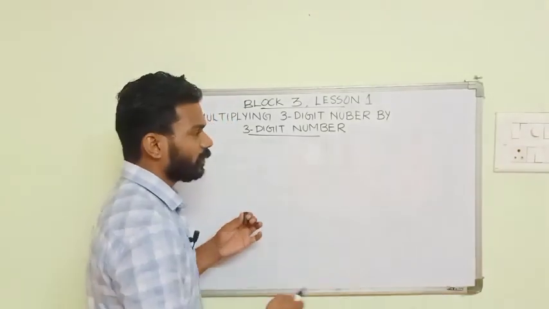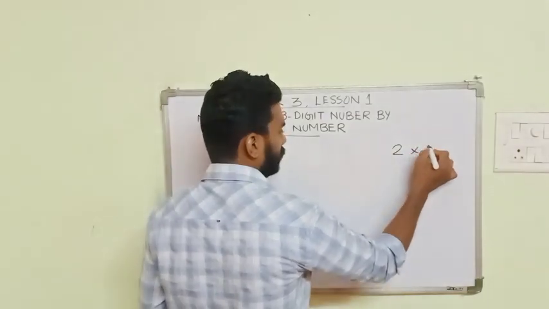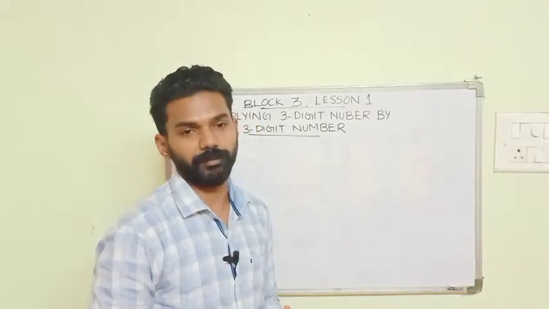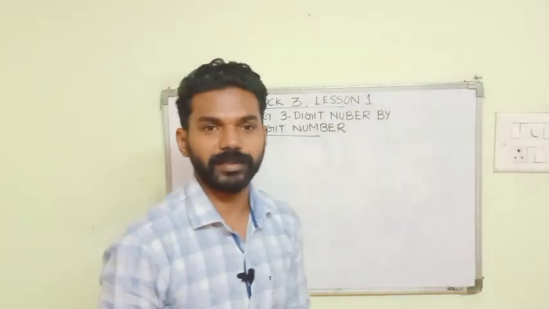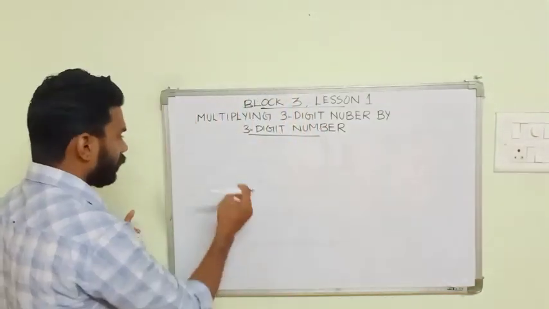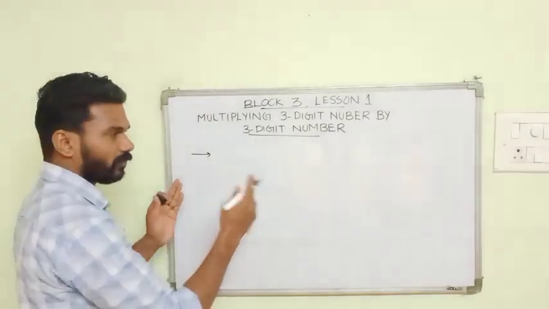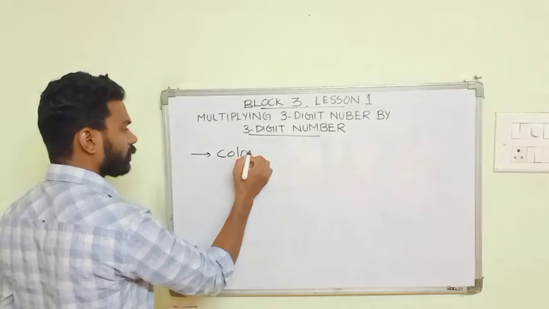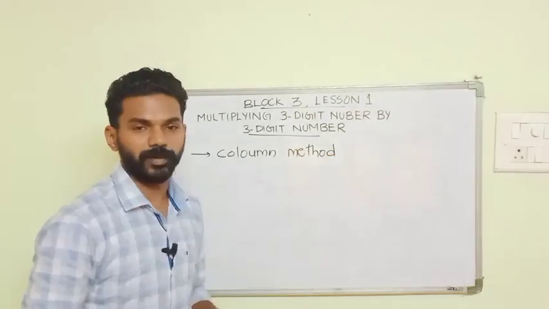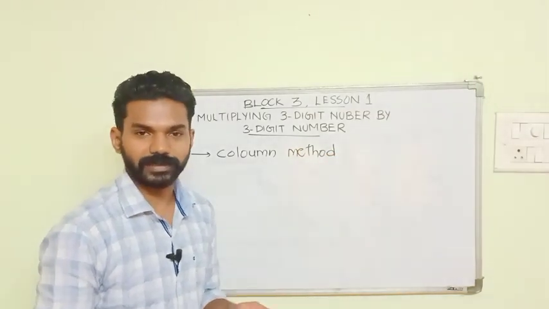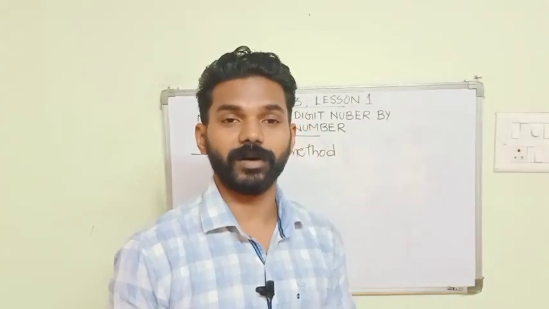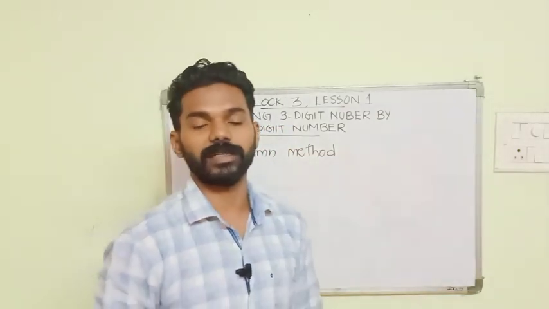So usually we always write multiplication just like this. It can be written as 3-digit number into 3-digit number. So let us check how this can be done and what are the things to be noticed in this case. And here obviously we are following the column method for solving this kind of multiplication. Let's take an example and check how multiplication of a 3-digit number by a 3-digit number can be done.